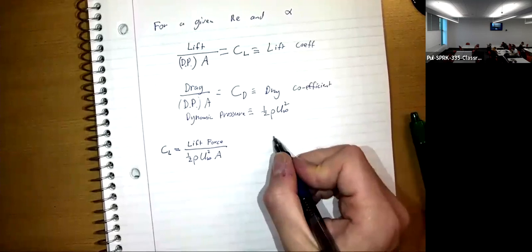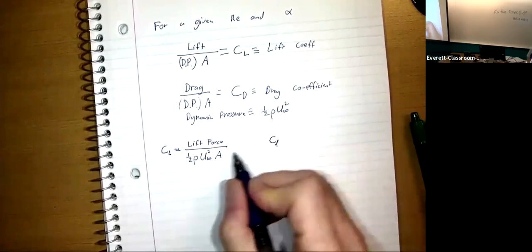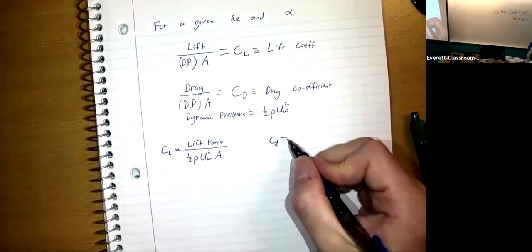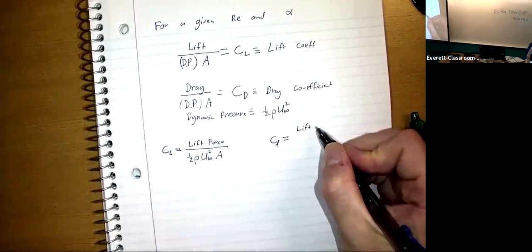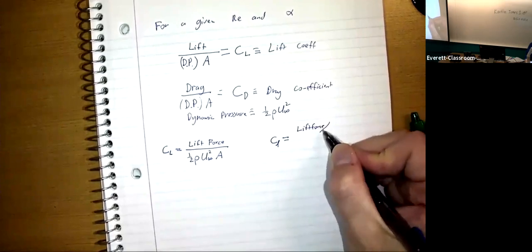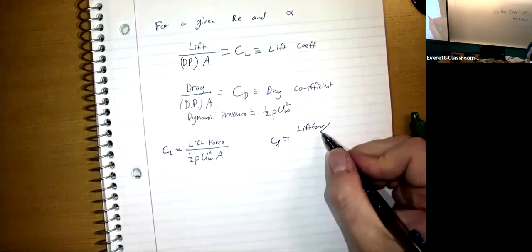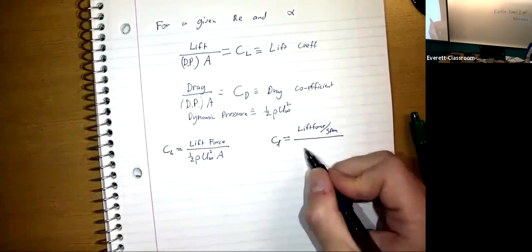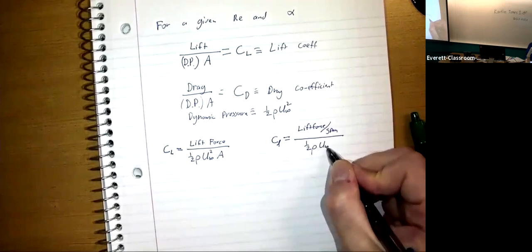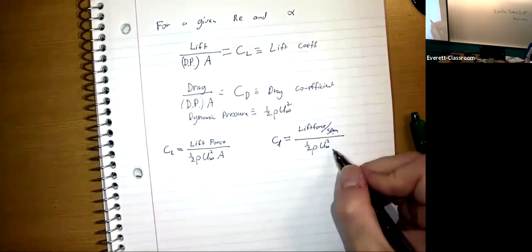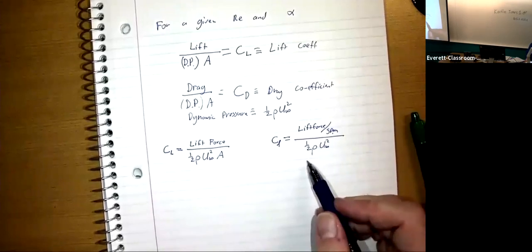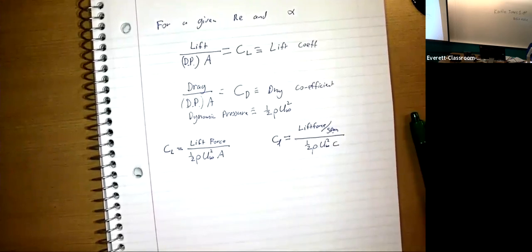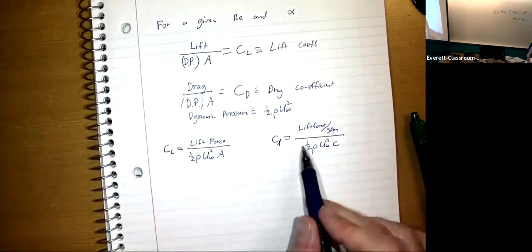The book says that when you see it as capital L, this is the definition. If you see it as lowercase l, this is the lift force per unit span. So this is your lift force divided by your span, divided by 1/2 rho U infinity squared. And then since this is per span, it's not your entire area of your wing, it's your chord. Okay, but these would have the same value.